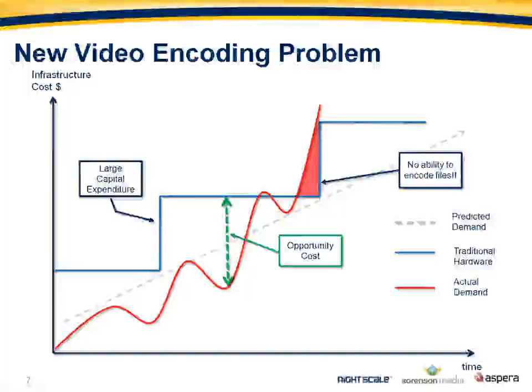And companies do this to avoid the situation you see there in the red area on the top middle, the red triangle. You don't want to get caught in a situation where you have so much demand on your video encoding systems that you fall way, way, way behind. And that could be breaking internal SLAs or not being able to meet partnership commitments or lots of other problems.